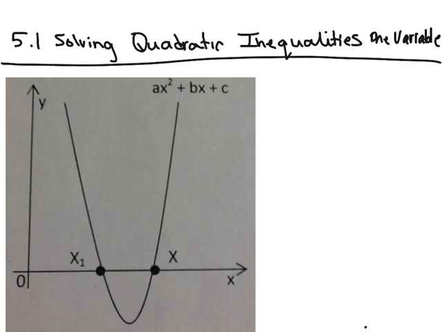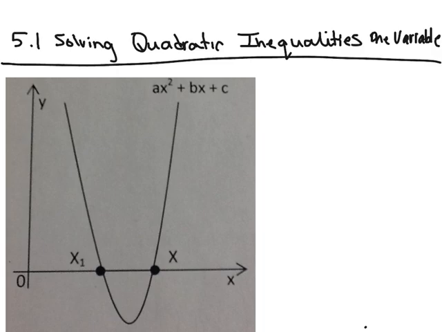Solving quadratic inequalities in one variable. So an inequality means then you're going to have less than and greater than signs. If you look at our function, ax squared plus bx plus c, we have one variable, which is x. A, b, and c are all constant values, so they're a number.